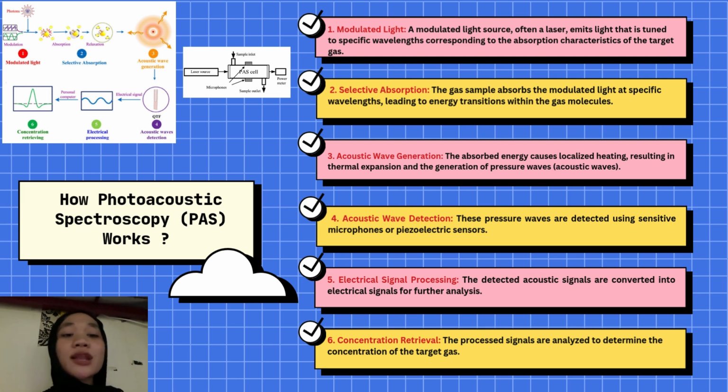The laser will emit light that interacts directly with the gas sample. As the modulated light hits the gas molecules, they will absorb the light. This is the second step, selective absorption. When they absorb the light at the specific wavelength, this leads to energy transition within the molecule, causing them to vibrate and also heat up. Different gases absorb light differently, which is why PAS is so selective in identifying specific pollutants.